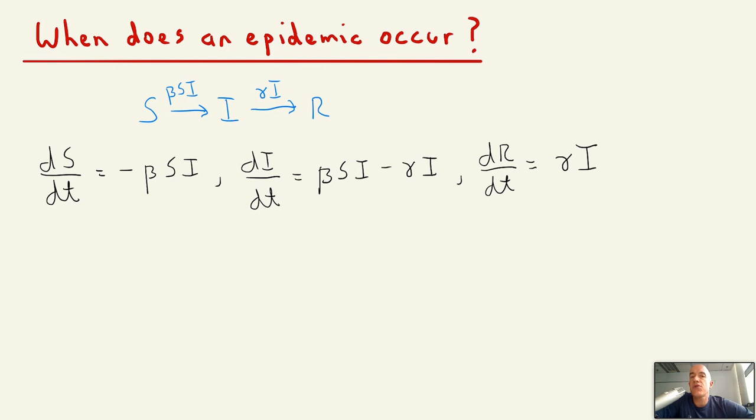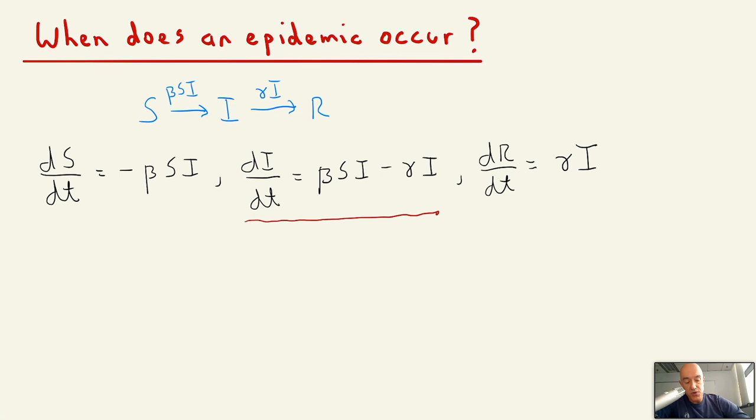So let's use the SIR model and answer the question, when does an epidemic occur? An epidemic occurs when the infected individuals in a population start growing exponentially. That's this exponential growth that everybody talks about. So what we need to do is look at the equation for I, which is right here, this equation.